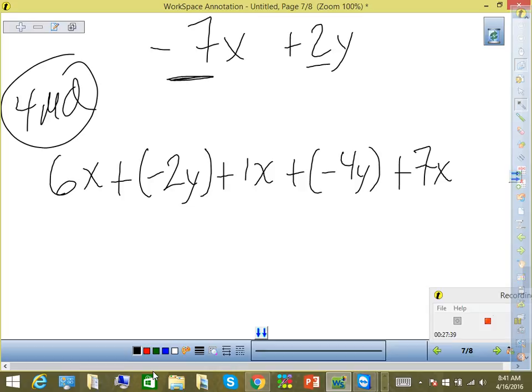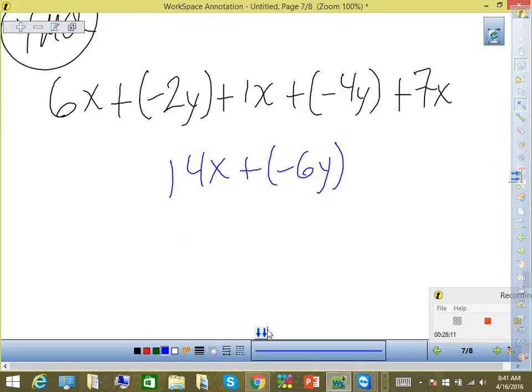Okay. What you get for this one, Jose Gustavo? What'd you get? I can't hear you. Say it loud. 14x plus negative 6y. Hands if you got that. That is correct. All right. Here goes the challenge one. On this challenge one, I'm going to make two different variables and integers by themselves. All right, here we go.